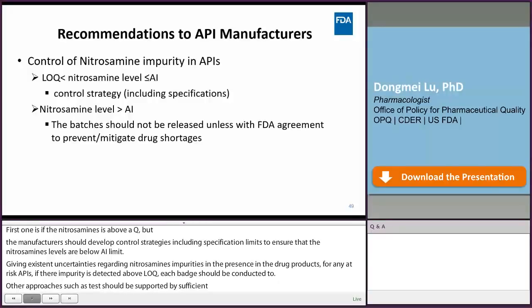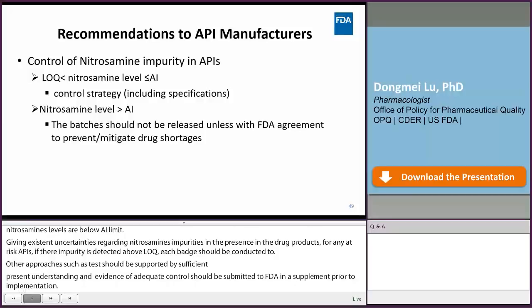The second scenario is, if the nitrosamine level is above the AI limit, the batches should not be released by the API manufacturer for distribution, unless, with a prior FDA agreement, the API is needed to prevent or mitigate a drug shortage.